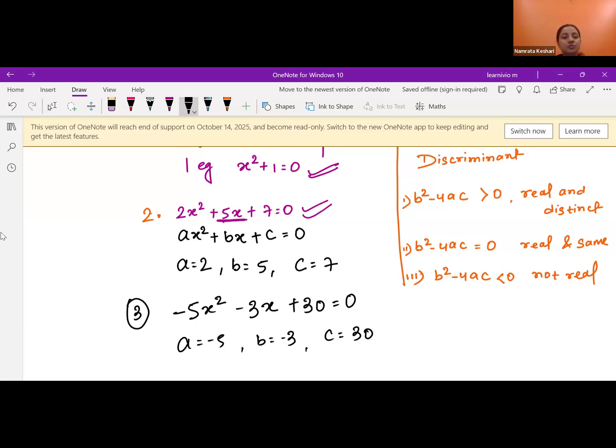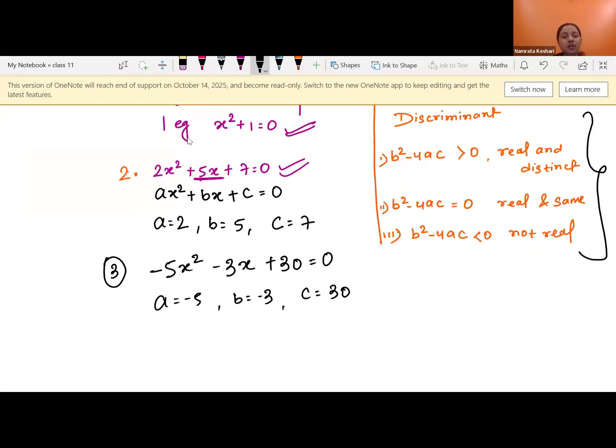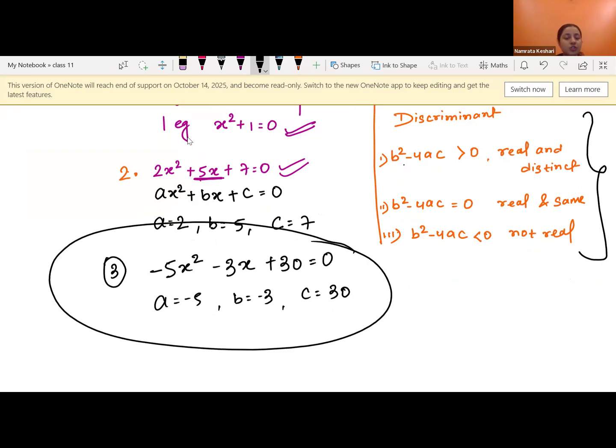This is how you used to take out a, b, c when you were in the previous class, and you must have been using these rules. Number one says just check b square minus 4ac. For this particular question, the circled one, if we check b square minus 4ac, we have the b value, the a value and the c value in hand. We just need to do the calculation.